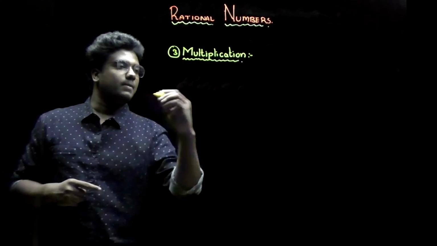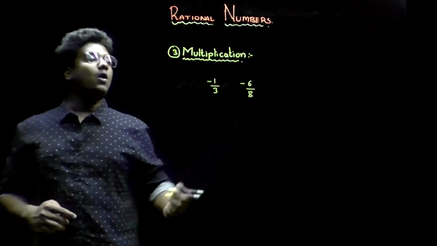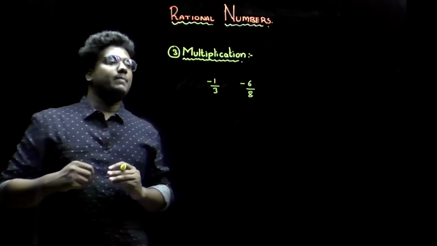Now let us choose any two rational numbers. Suppose I am selecting minus 1 by 3 and minus 6 by 8. Okay, how can these two rational numbers be multiplied?